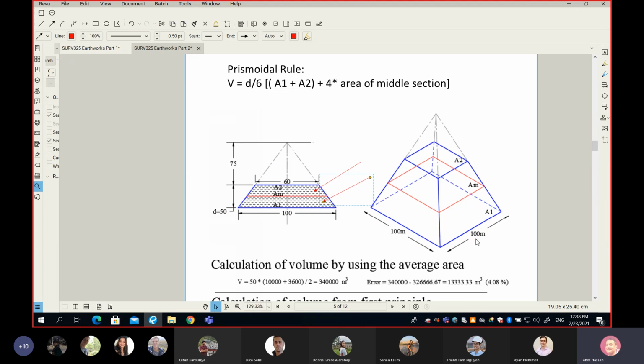So the base of the pyramid is 100 by 100. So I'm asking you, how can we find A1? And remember, what is A1? I'm going to circle it for you here. So this is A1. Anyone to help me to find how much is A1? Thank you, sir, because it's a square, 100 by 100. So the area one is 10,000 square meters.